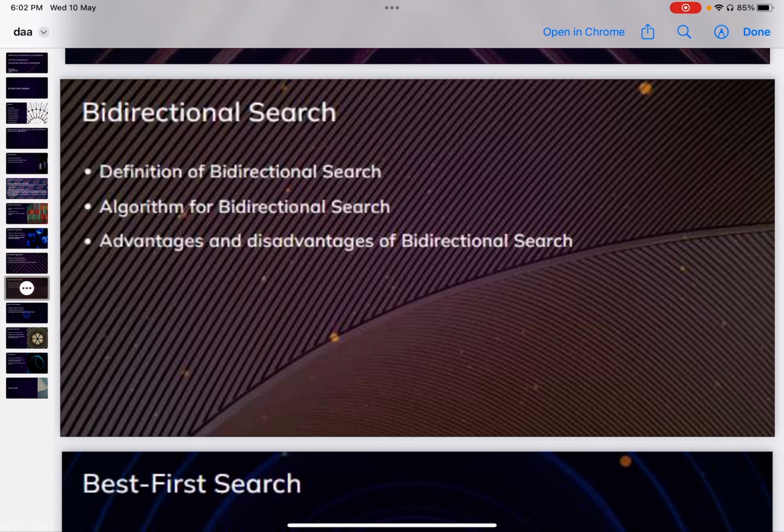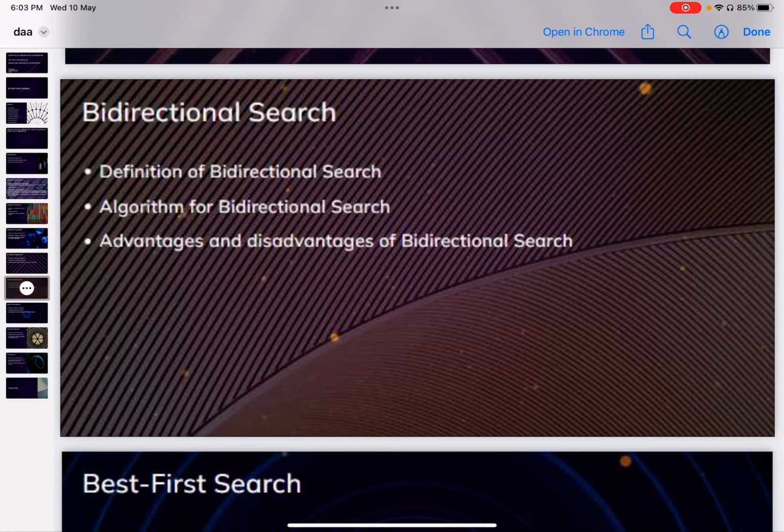Bidirectional algorithm. The definition of this is: bidirectional search explores the graph from both the start node and the goal node simultaneously. Algorithm for the bidirectional search: bidirectional search uses two search algorithms, one from the start node and one from the goal node. Advantages and disadvantages: bidirectional search is faster than other search algorithms on large graphs, but may not always find a solution.